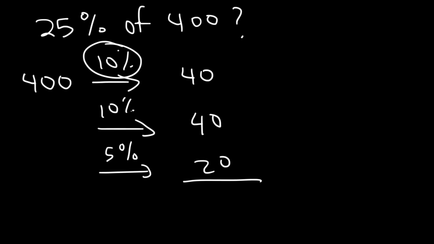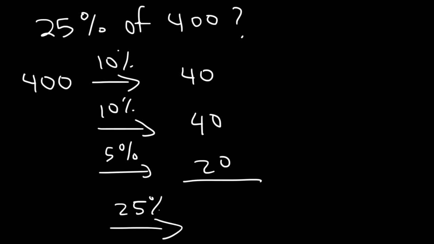So if we add 10, 10, and 5, that will give us the 25% that we need. And 40 plus 40 plus 20 is 100. So therefore, 25% of 400, which is basically a quarter of 400, or 1/4 of it, is 100.